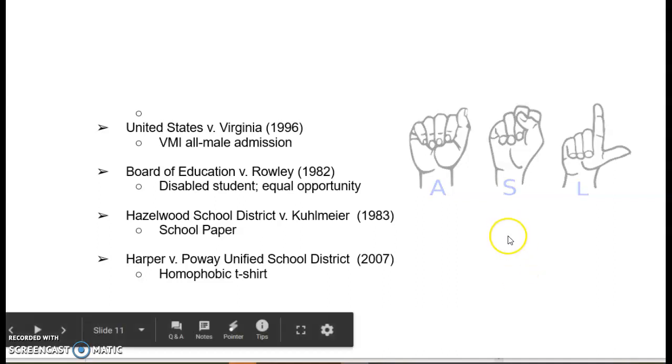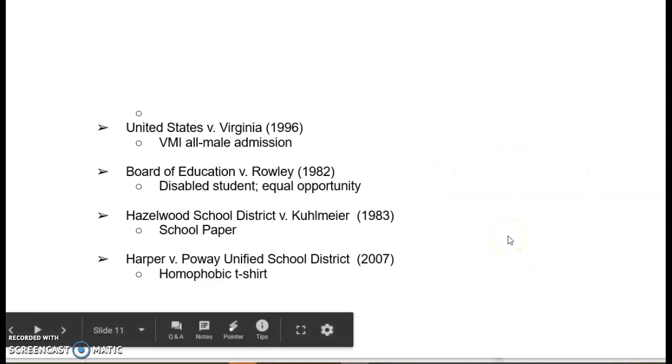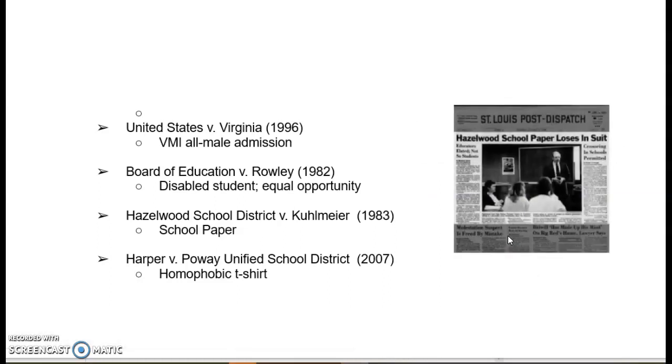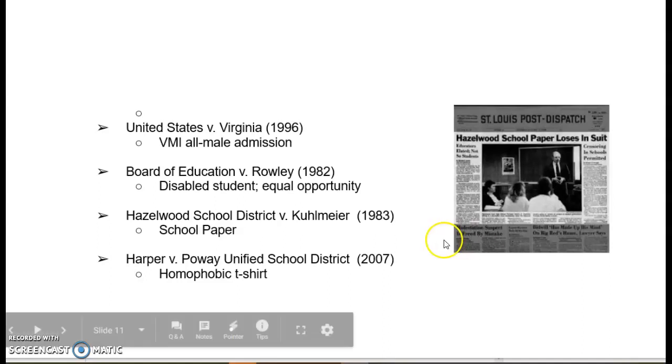The Hazelwood School District versus Kuhlmeier was a case about a school paper in which students had written some articles about divorce and teen pregnancy, and the advisor said, you can't write articles about that, and they said, we have the right to free speech. And in that case, the Supreme Court said, no, you don't have the right to unlimited free speech. If you are expressing a personal opinion, that's fine, but if you're in a school paper, it is permissible for the school to limit your free speech.